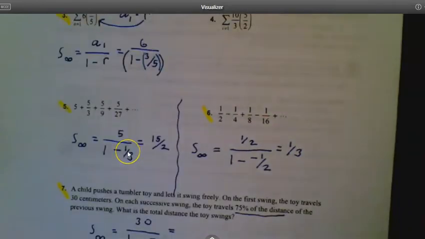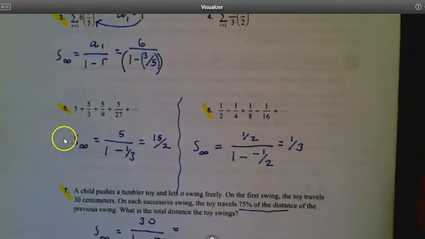But that's it. So remember on these, if you have a hard time figuring out what the common ratio is, you can always take any term and divide it by the previous term. So if I did 5/3 divided by 5, that's another way that you could figure out your common ratio is 1/3. One more for practice. So right here, you got your first term is 1/2. My common ratio is -1/2. And so if you simplify this correctly, you should get 1/3 as your infinite sum.